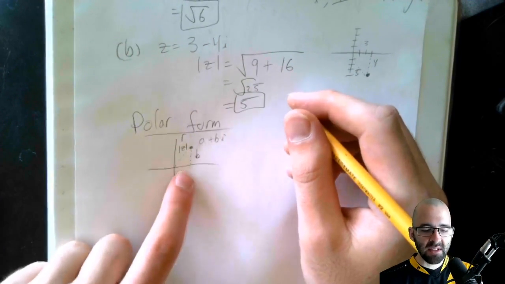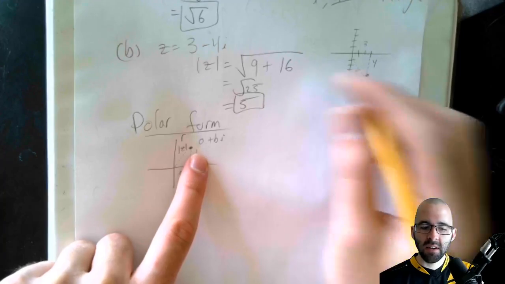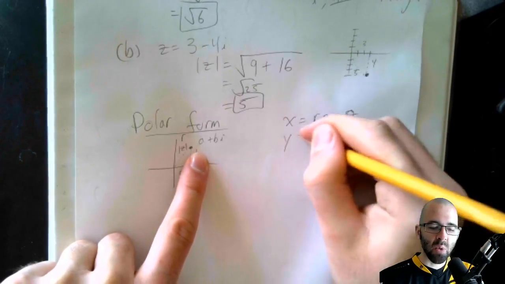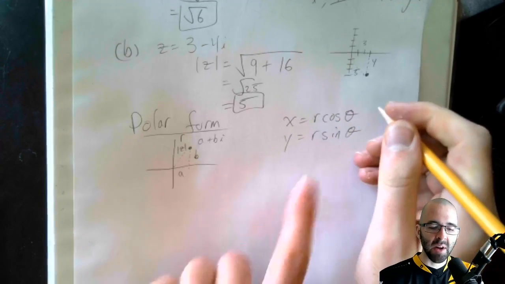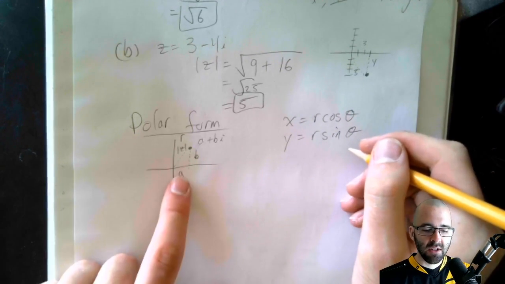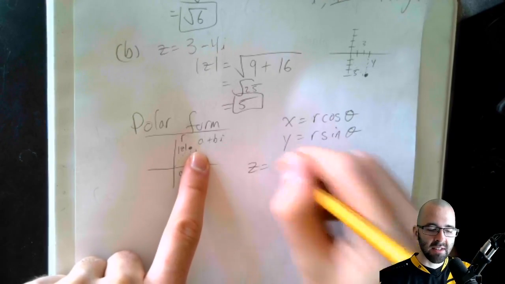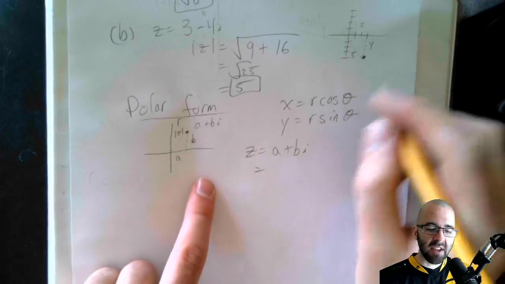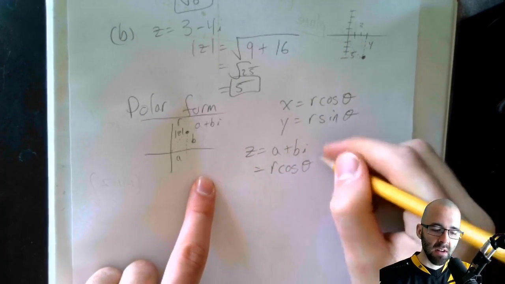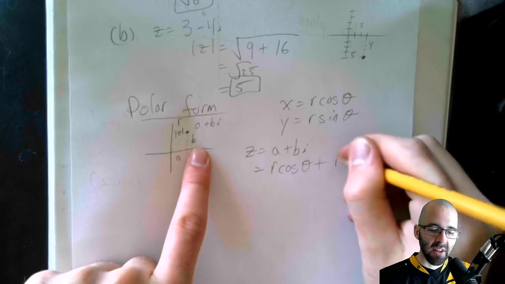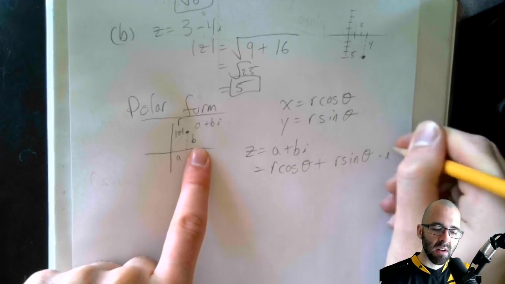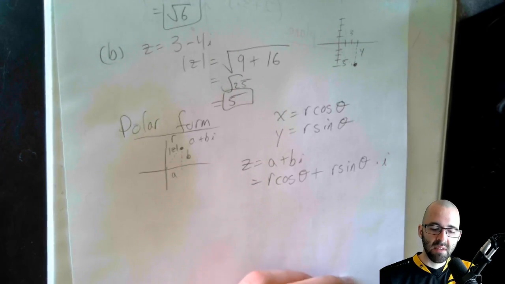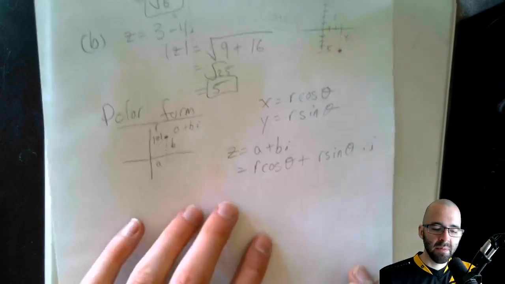Well, the x coordinate is a. What's the x coordinate? Remember, x is r cosine theta. We said y was r sine theta. This is what we talked about in the last section. So z is a plus bi, and a is our x coordinate. That's r cosine theta. Plus b is our y coordinate. That's r sine theta. Times that i. And this is essentially polar form.